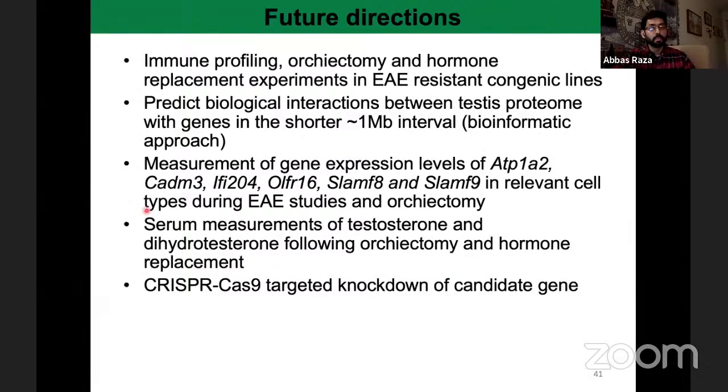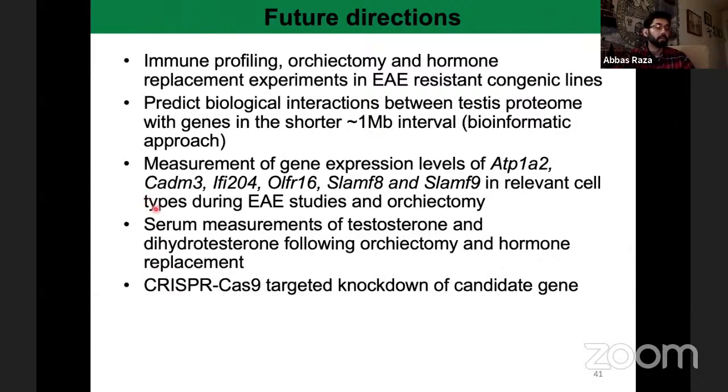So in future experiments, since I left the lab and started my postdoc, the lab has been focused on follow-up experiments in these mouse congenic strains that we have developed. So we are doing immune profiling, orchiectomy, and hormone replacement in the smaller congenic lines like the C8 and C7. We're also interested in looking at the biological interactions with the testicular secretions and the genes that we narrowed down. So we know the genes that are expressed in the testes, so we're just looking at what the possible interactions are. We're also validating these 6 candidates using RT-PCR for expression of these genes. However, one of the caveats is we don't know the cell type that is important.